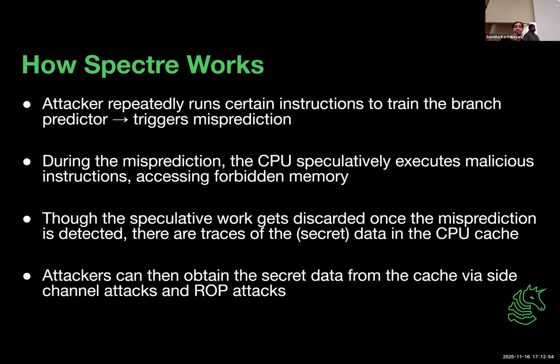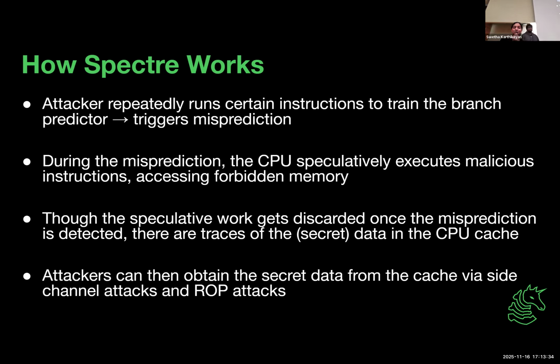How it works in depth is that the attacker repeatedly runs certain instructions to train the branch predictor, which triggers misprediction. So if, say, we want to execute a certain memory access, we could train the CPU to think that every memory access is correct. Then when we actually want to access certain memory that isn't supposed to be accessed, we can have the branch predictor mispredict and go to a certain memory location that we want it to go to. We'll outline an example in the next slide, but the general idea is that we can train the branch predictor to do things that we want it to do when it shouldn't be doing that.